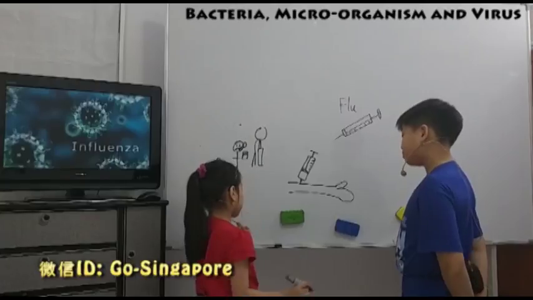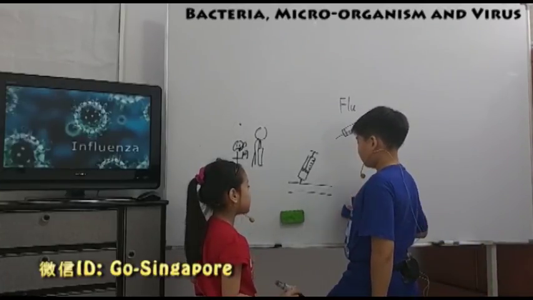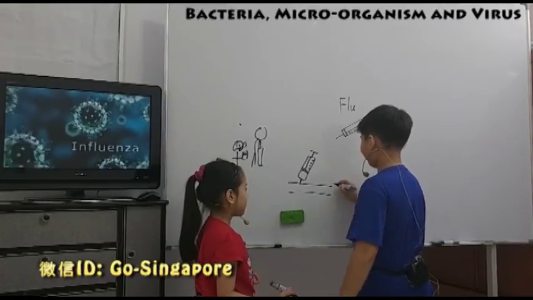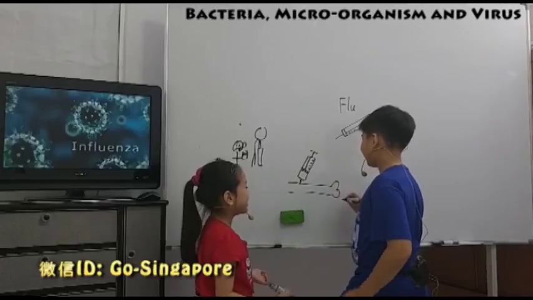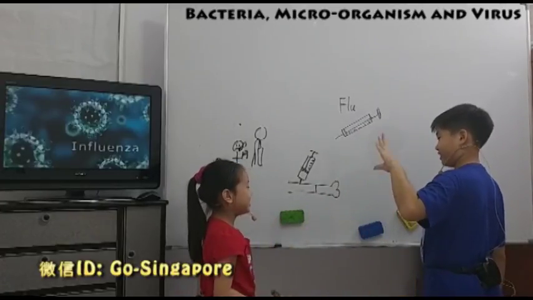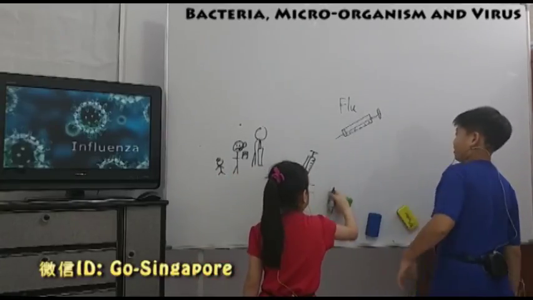Get it? Why is it injected in our bones? In the head? Hand? How could a hand look like this? It seems like Pac-Man.